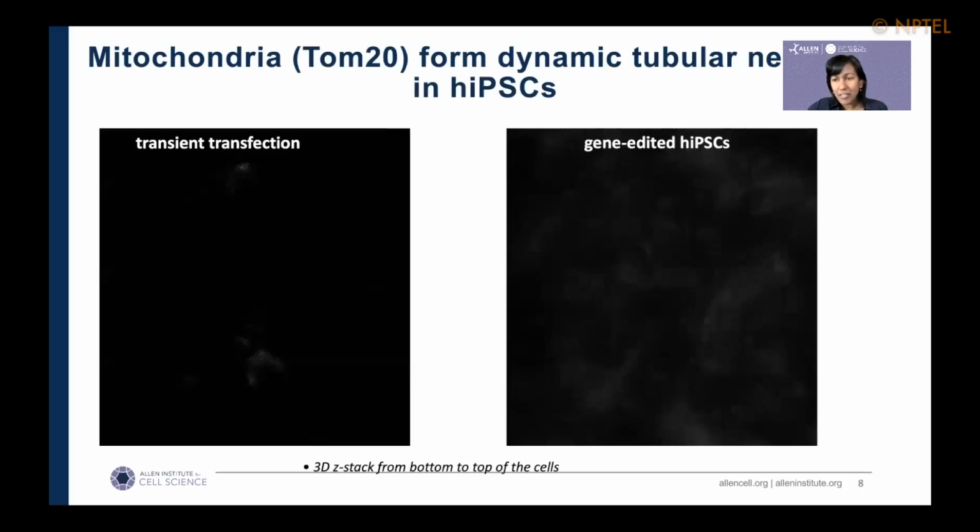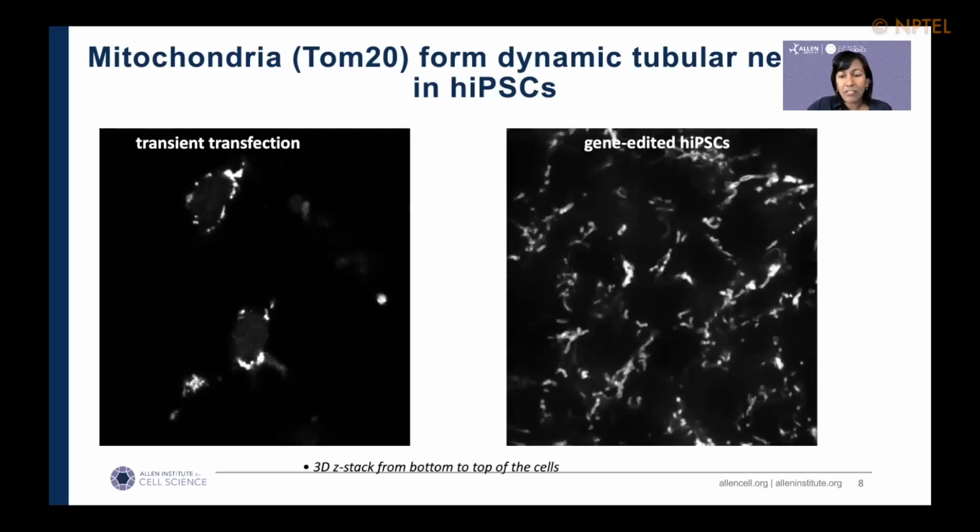So I want to compare a traditional method that cell biologists have used for many, many years versus this endogenous tagging that we are doing, which is introducing the tag to the gene so that it's only expressed when the gene is expressed. Most of the time, what we've done in the past is called transient transfection, where we introduce, basically overexpress the protein so that we can see it.